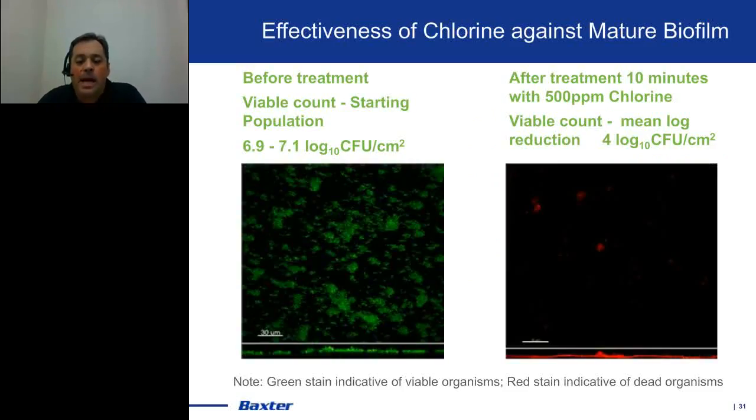One example that we've done at Baxter is actually growing up a biofilm. This work was done in cooperation with the Center for Biofilm Engineering, where we took stainless steel surfaces, grew biofilms on them, treated them with chlorine, and looked at what happened. And what you can see, the picture on the left, the green image is the untreated, and the picture on the right with more red in it is the treated.